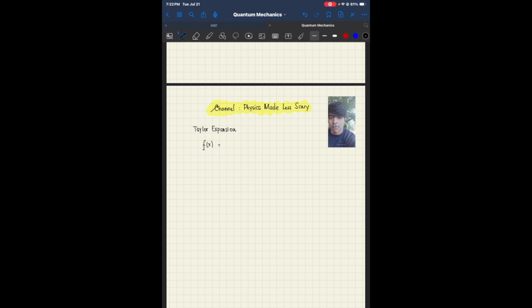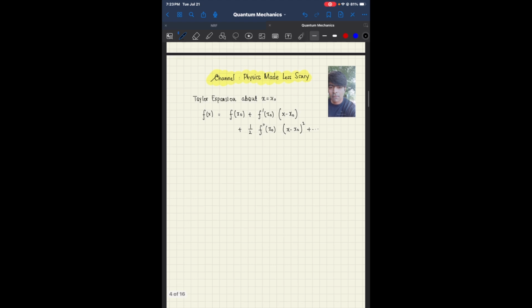And what do you get about, say, x equal to some x naught, any point in fact? You would get this series, right? Plus the double derivative, and so on and so forth. You know this series, right? This is called the Taylor expansion for one variable x here.